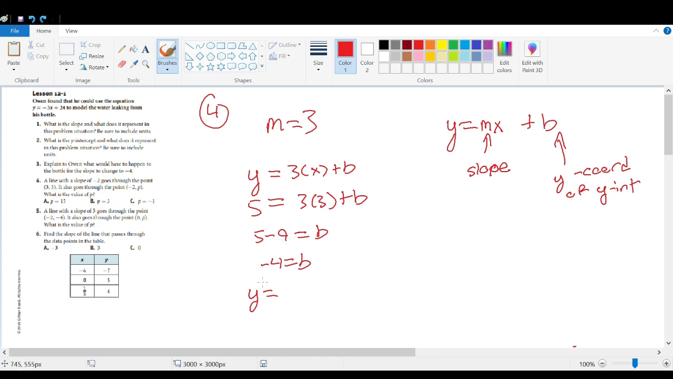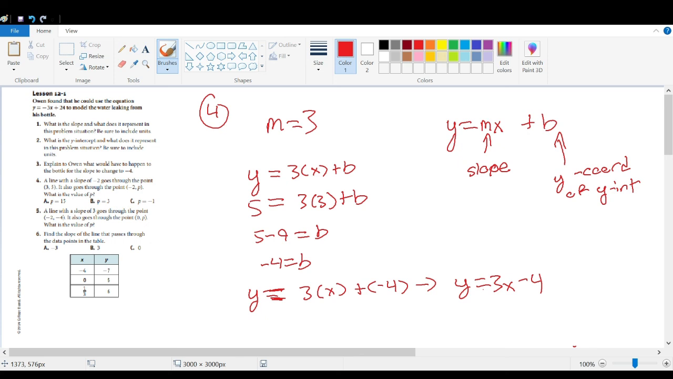So now we have y equals mx plus b. We have 3 times x, and then b is minus 4. So we just say plus minus 4, or we can rewrite that as y is equal to 3x minus 4. All right. And that's how you get your equation.